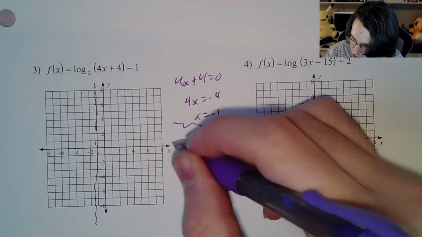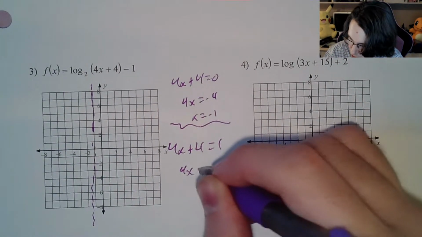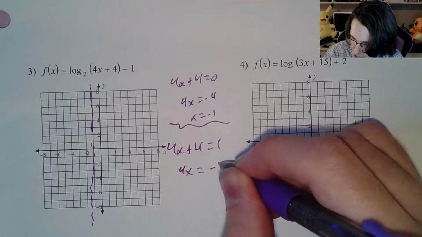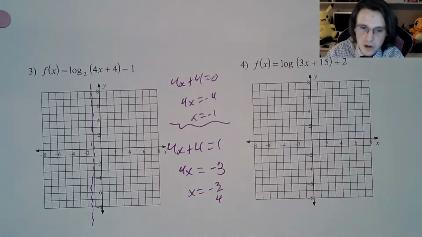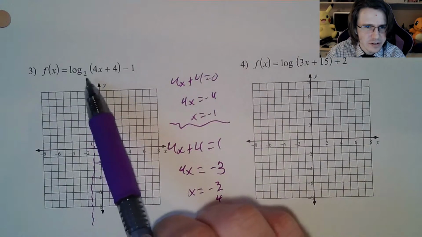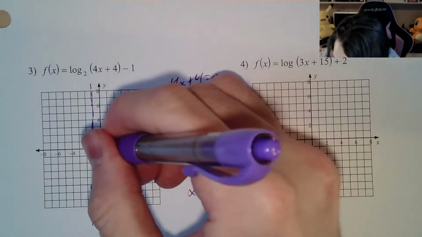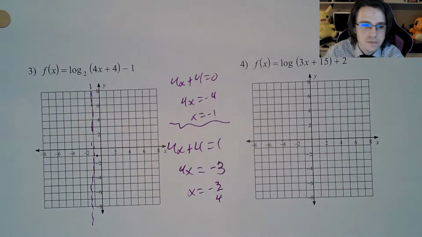And now we're setting 4x plus 4 equal to 1. So we have 4x equal to negative 3, and then x equals negative 3 over 4. A little bit annoying in terms of having to graph it, but that's going to make this 0, subtract 1. So negative 3 over 4 comma negative 1 is like right there.